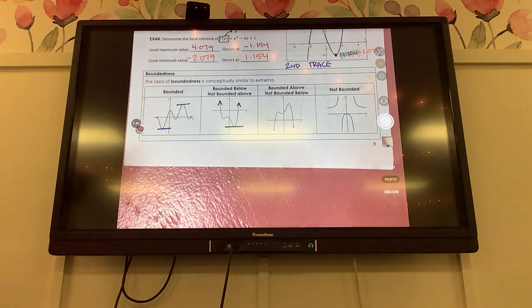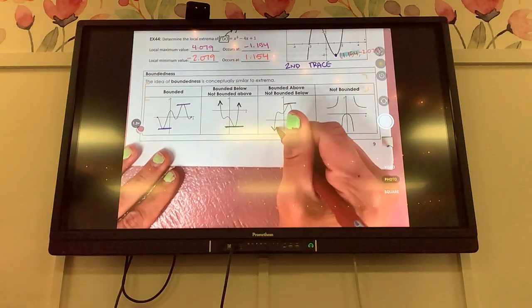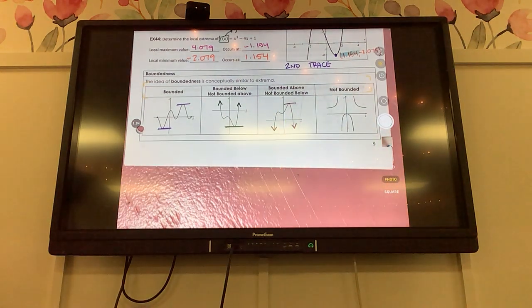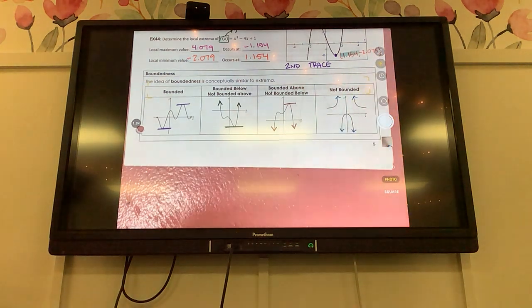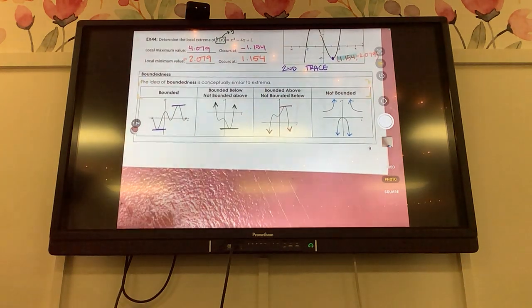And vice versa, you could have an absolute maximum but no absolute minimum because it's going down forever. So that would be bounded above but not below. Did I say that backwards? Whatever, you get the idea. And then you have something that could be not bounded at all because it is going up forever and down forever. So it doesn't matter what happens in the middle. I see that asymptote, but all that matters is the ends. Is it going up, is it going down, are we bounded at all?